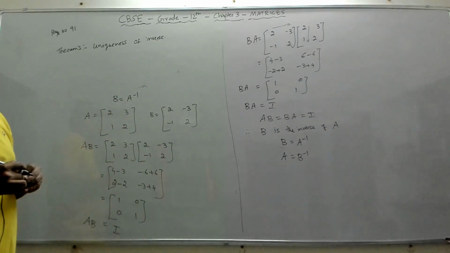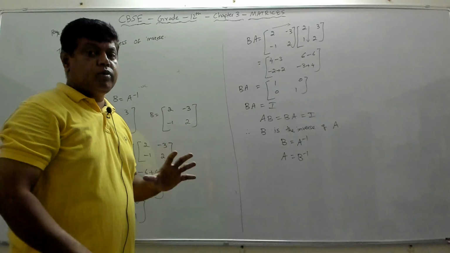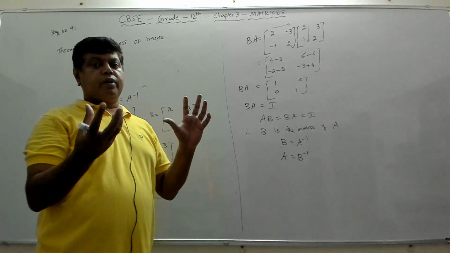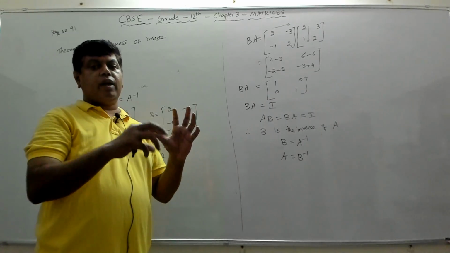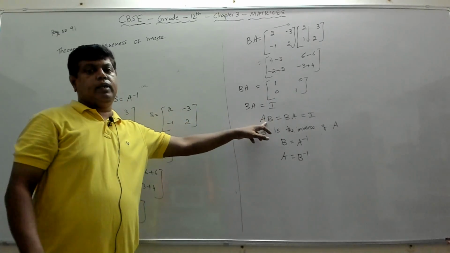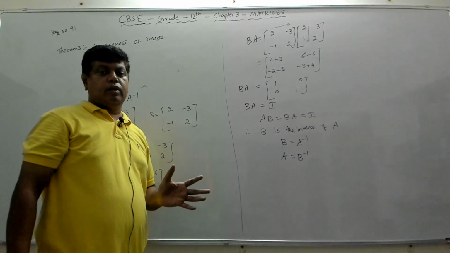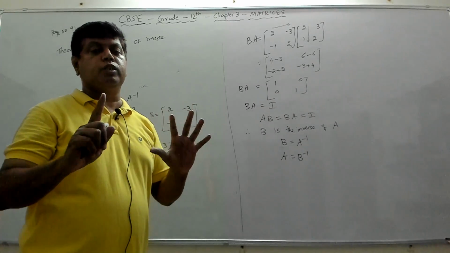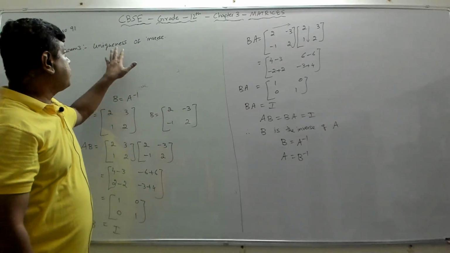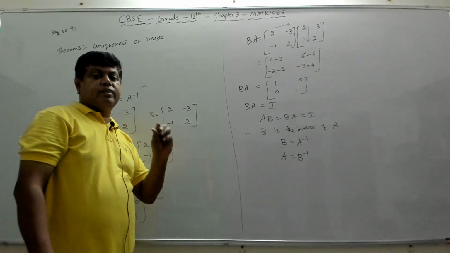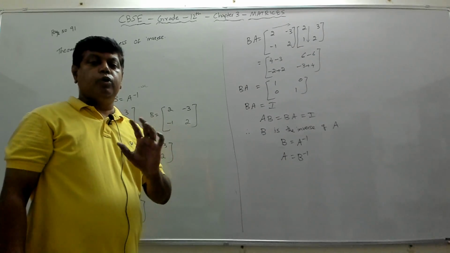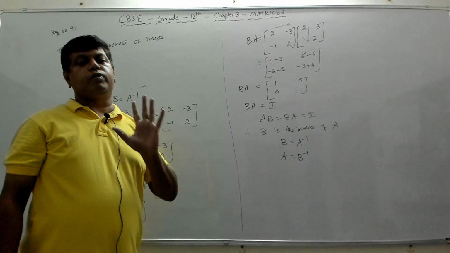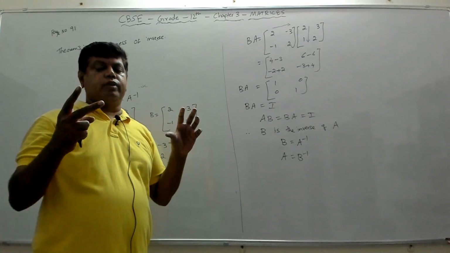So uniqueness of inverse. What it means is, suppose A is a matrix, and if there is another matrix B of the same order as A, such that AB is equal to BA is equal to I, then we call B the inverse of A. Then we should show that a matrix A can have only one inverse, which is B. That is called uniqueness of inverse. So any matrix, if it has an inverse, then that inverse is unique. One matrix cannot have two inverses.